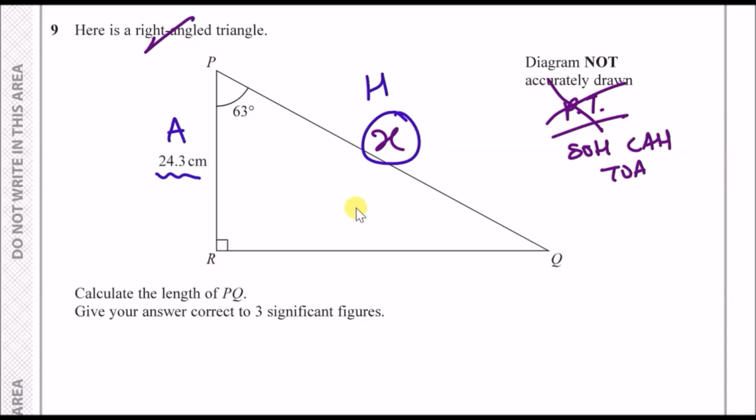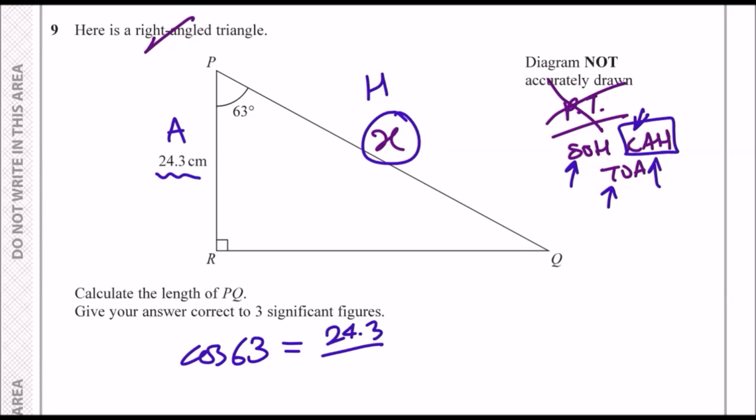And then we ask ourselves, out of the 3 options here, which one involves A and H? Well, we can see that CAH involves them. And the C part stands for the cos. For the other 2, the S is the sine and the T is the tan. And for CAH, we can write that as an equation, which can be represented as cos of the angle, so cos 63 equals A, which is the adjacent, in this case 24.3, over the hypotenuse X.